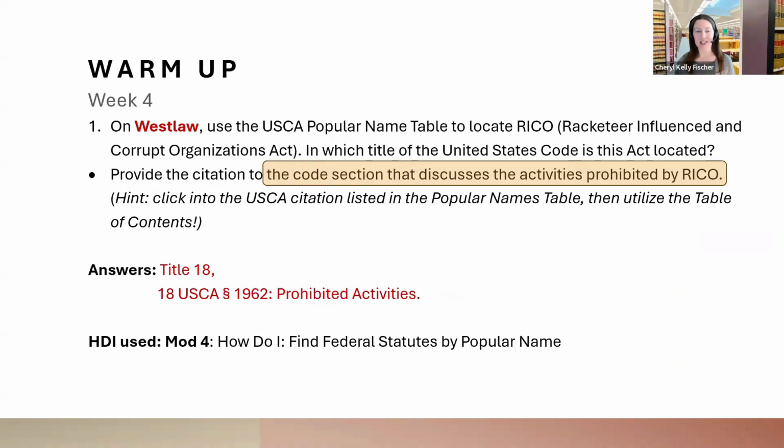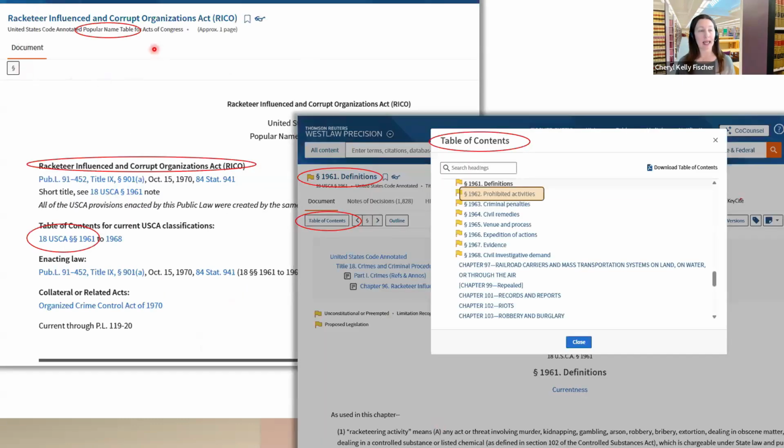Our warm-up this week had you do a couple helpful things. First of all, on Westlaw, you were using the popular name table to find a title of the U.S. Code and then to cite that code section. So the title was Title 18. Here's the citation. And then if you needed assistance, you could have used the How Do I called Find Federal Statutes by Popular Name. If you had done that, you would have ended up here for the RICO listing on the popular name table where you could see the citation and you know that the 18 refers to Title 18.